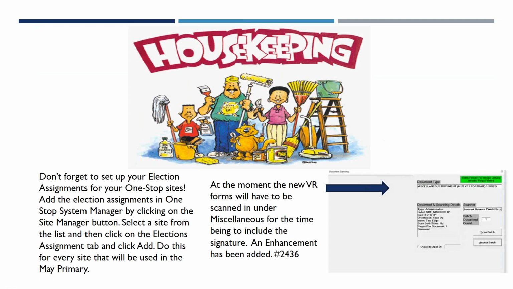You can do that in One Stop System Manager. You just click on the Site Manager button on the left. You select a site from the list, and then you'll have an election assignment tab. You click that, you hit Add, and then you can add in the dates and times for that election.